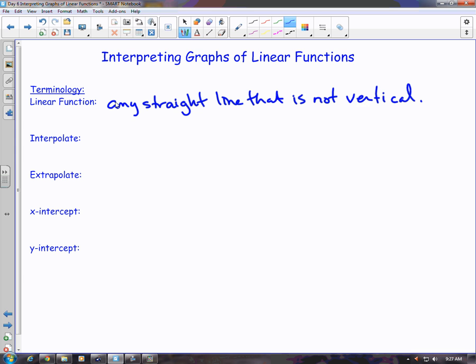When we interpret graphs, oftentimes we're interested in knowing, if my input value is this, what would my output value be? Depending upon what other information we're given, if we're given an equation or a table of values, sometimes we can see those points clearly. If we're looking for values that are shown within the graph, we're doing something called interpolating, or interpolation. To interpolate means to find a value that is within the graph.